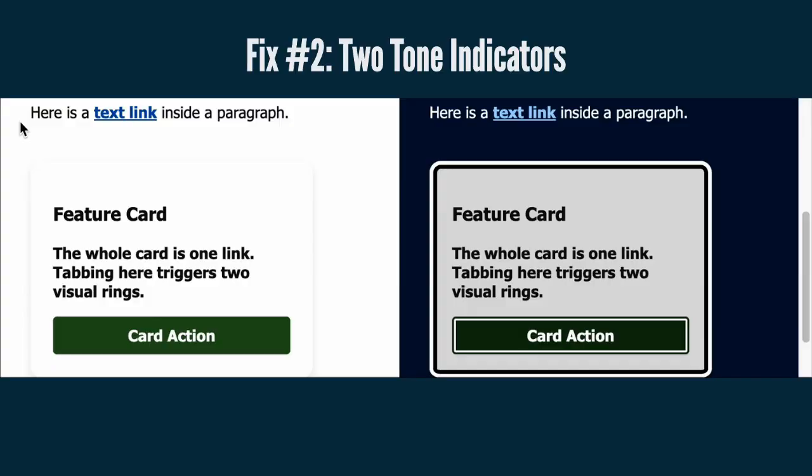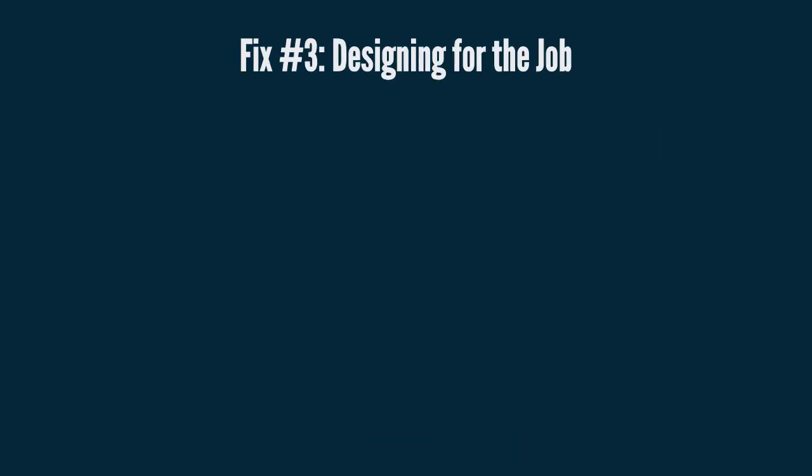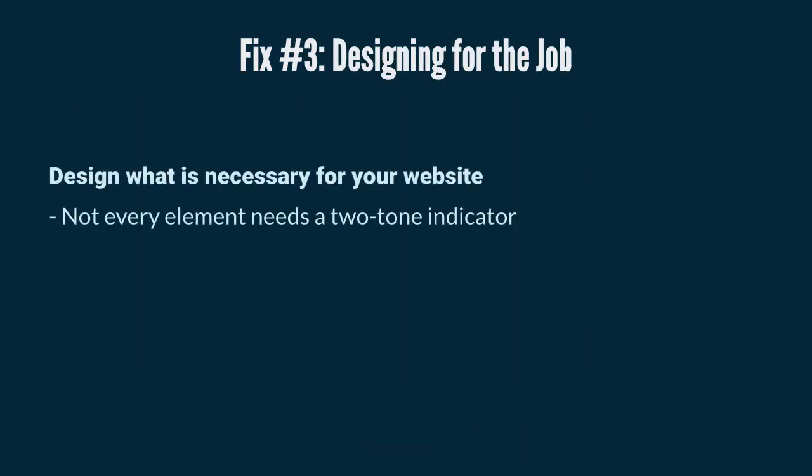For this example, I added the code to our card: box shadow inset 4 pixels white, inset 8 pixels black. The result is a double bordered ring that stands out on both the light and dark sections of the page. You can even swap that black for your brand's darkest navy or charcoal. As long as one layer is light and the other is dark, you get an indicator that works with most changing backgrounds.